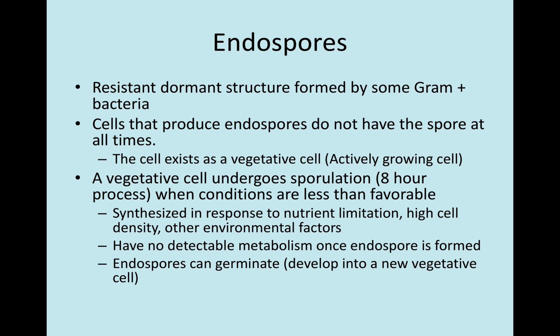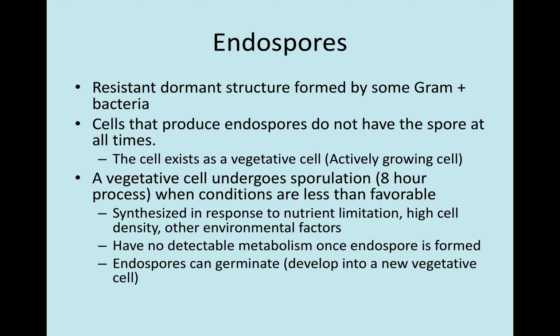The cells that produce endospores do not have the spore at all times. The cell exists as what's referred to as a vegetative cell, which is an actively growing cell. A lot of people confuse vegetative cell with vegetative state. That is different. A vegetative cell is an actively growing cell, whereas a vegetative state, which somebody might be in as a result of a car accident, for example, would be somebody that is not able to take care of themselves, so they're not active.